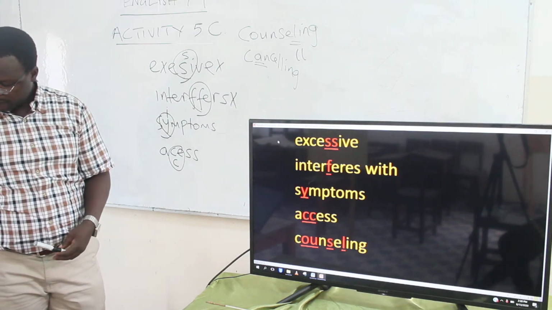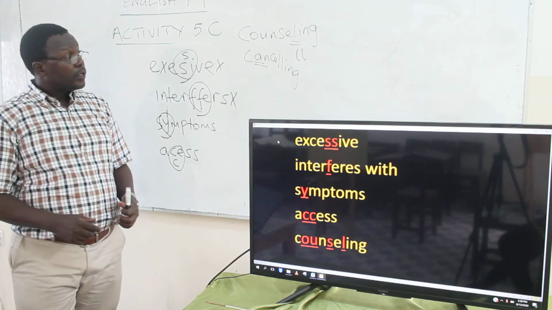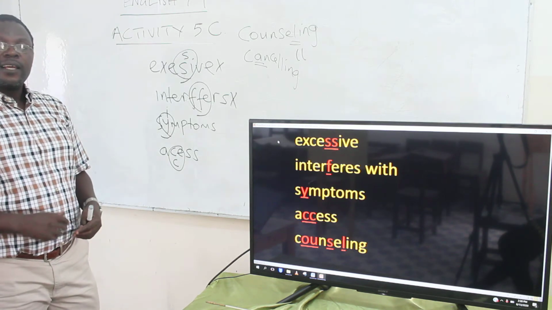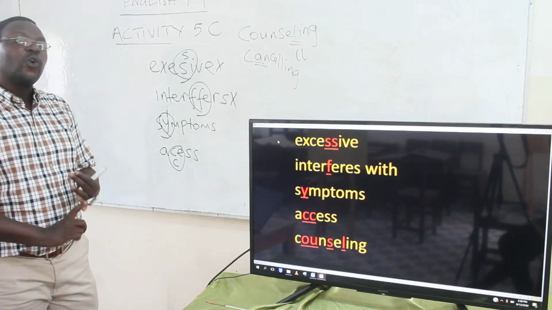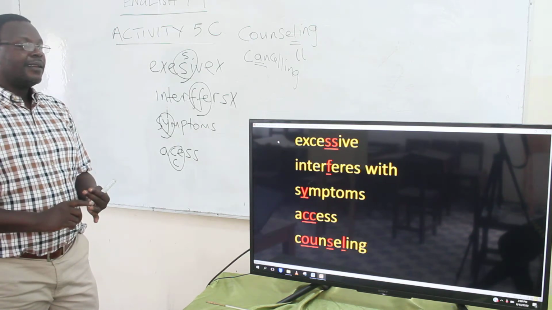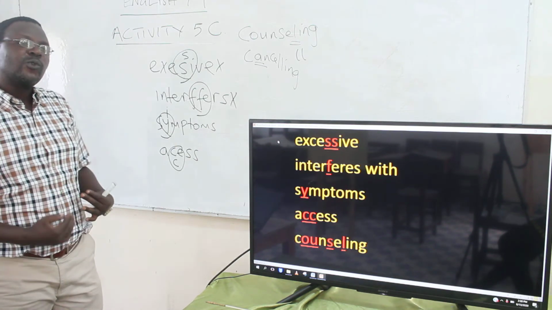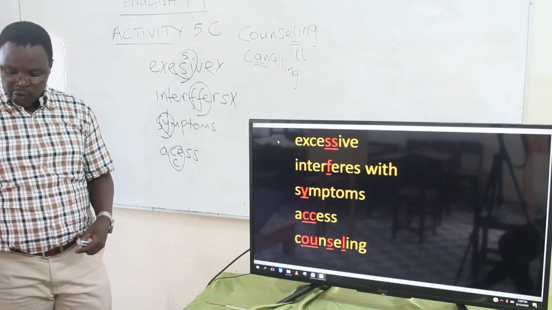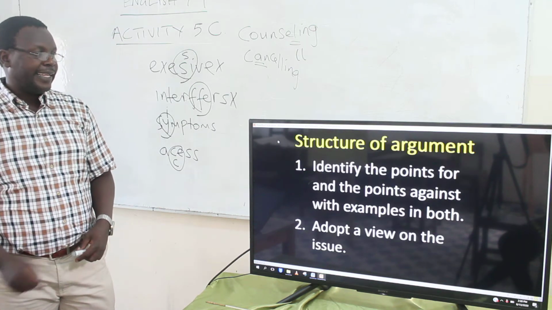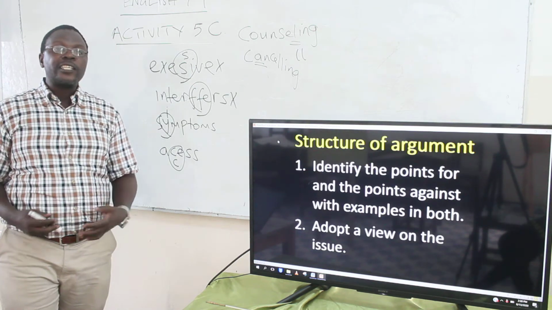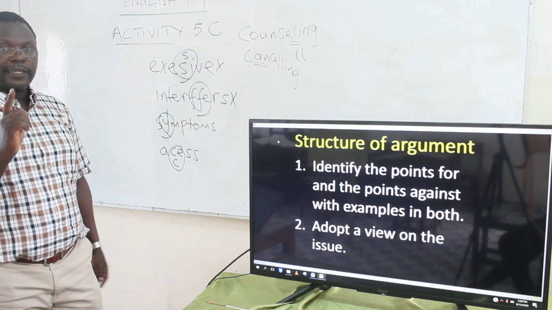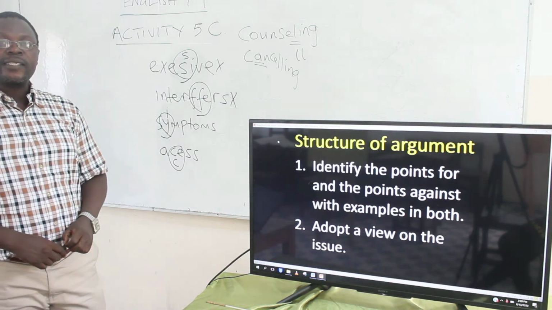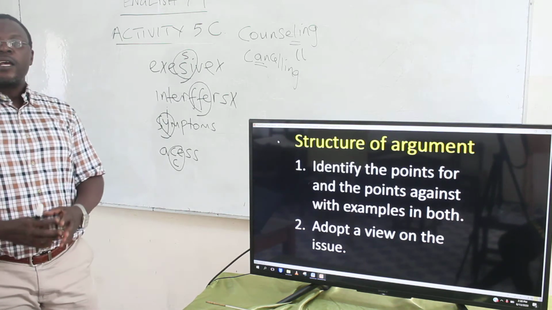So, we need to know that all these words, having come from the passage, you understand their spelling, so you can know their meaning. If there is an alternative word, if you want to use the same word in your text, it will be proper if you use it with the correct spelling. Now, how does the structure of an argument go? 1. Identify the points for and the points against with examples in both.